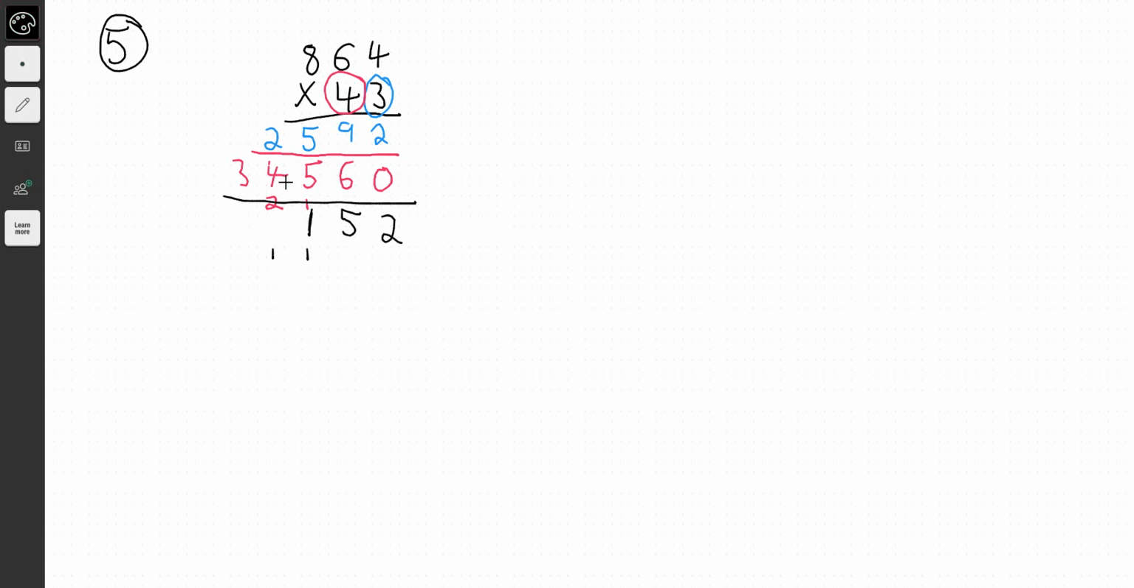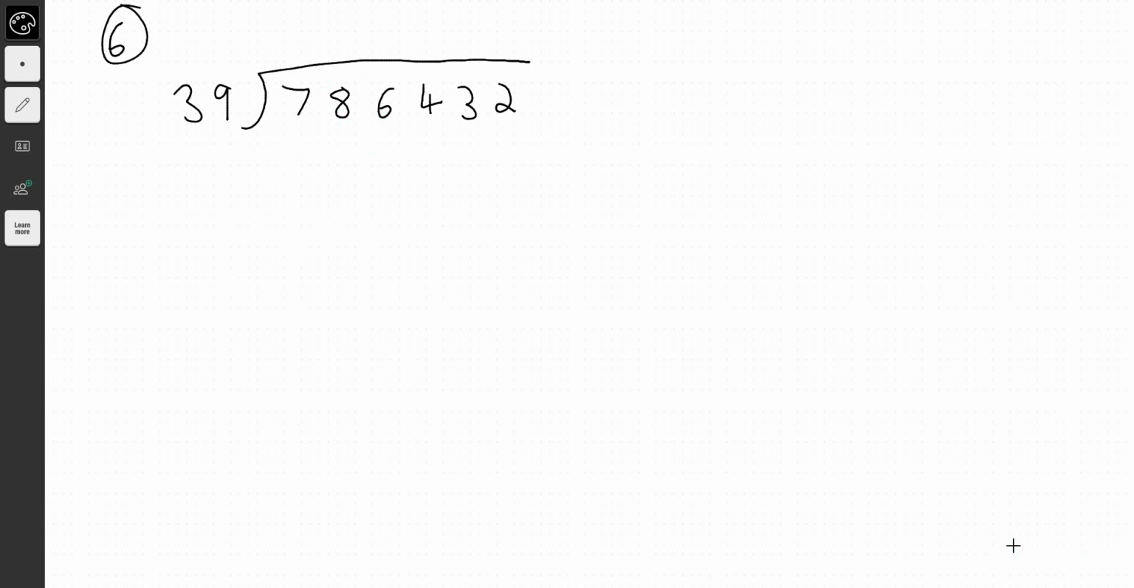2 plus 4 is 6, plus 1 is 7, and 3 on its own, giving us a final answer of 37,152. Okay, the next question we've got is 39 divided by 786,432. So, does 39 go into 7? No. Does 39 go into 78? Yes, it does, and it goes in exactly twice.